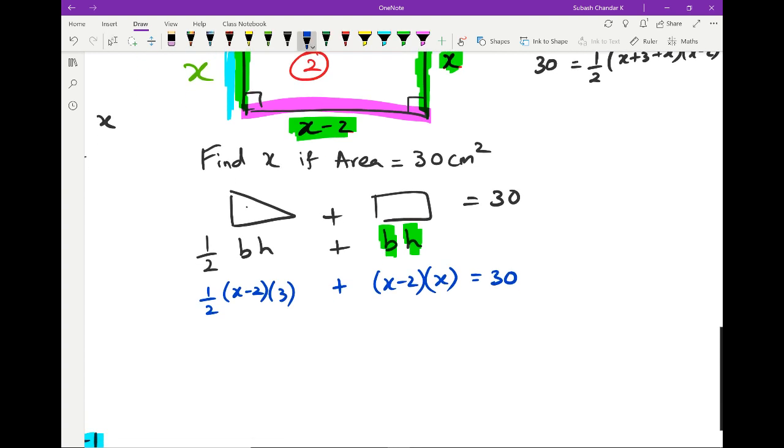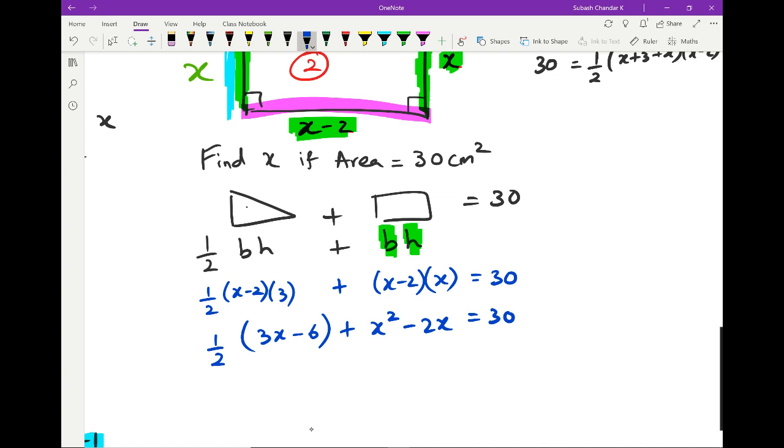So now I need to figure out how to put this together. So what I've got is a half times 3 times x is 3x, 3 times minus 2 is negative 6, plus x times x is x squared, and then minus 2 times x is minus 2x equals 30.